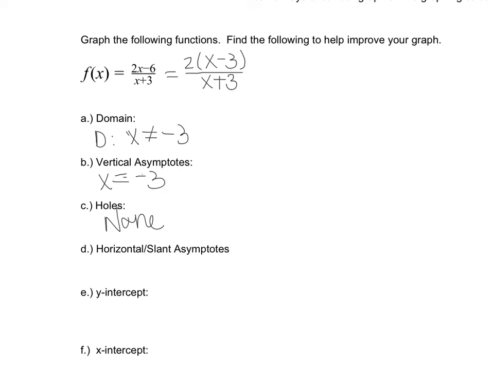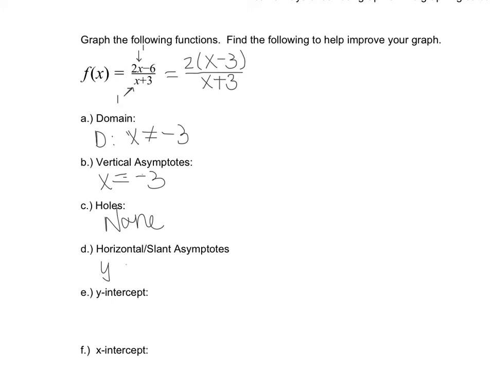Next we're going to move on to a horizontal or slant asymptote. Remember, slant is used along with oblique; they're interchangeable and mean the exact same thing. In order to identify if we have a horizontal or slant asymptote, we have to look at the degrees. The degree of my numerator is 1, and the degree of my denominator is also 1. So the degrees are the same, and if the degrees are the same, it's a horizontal asymptote.